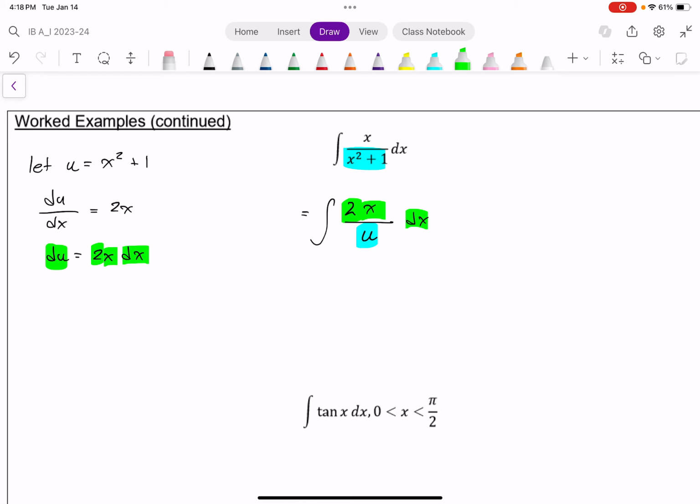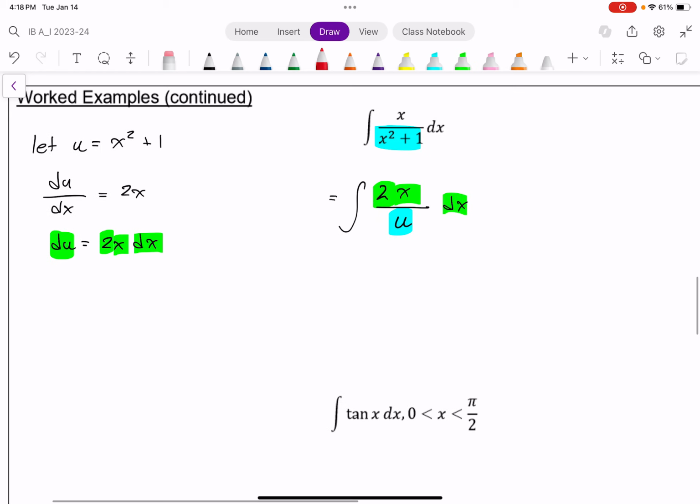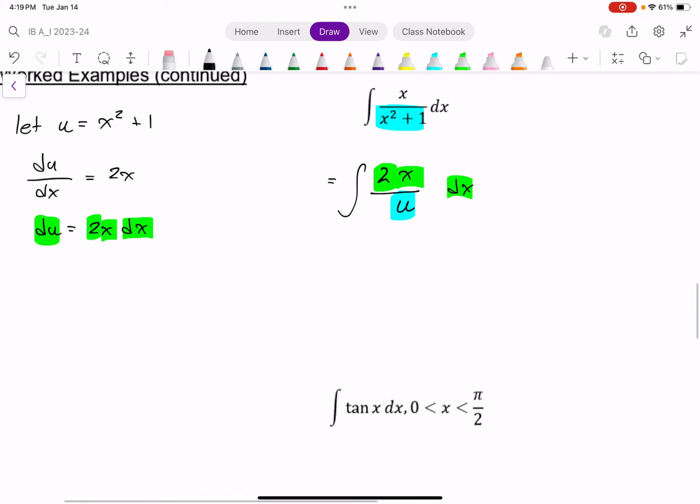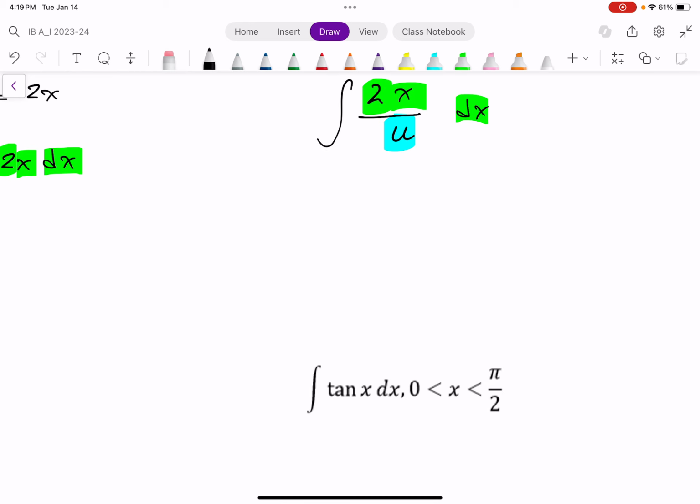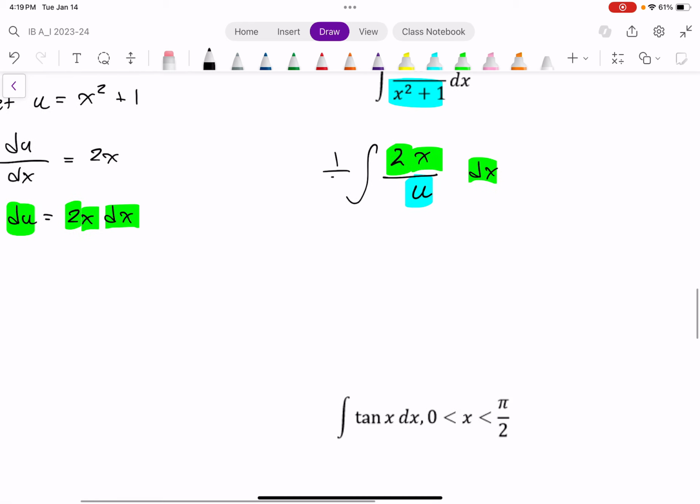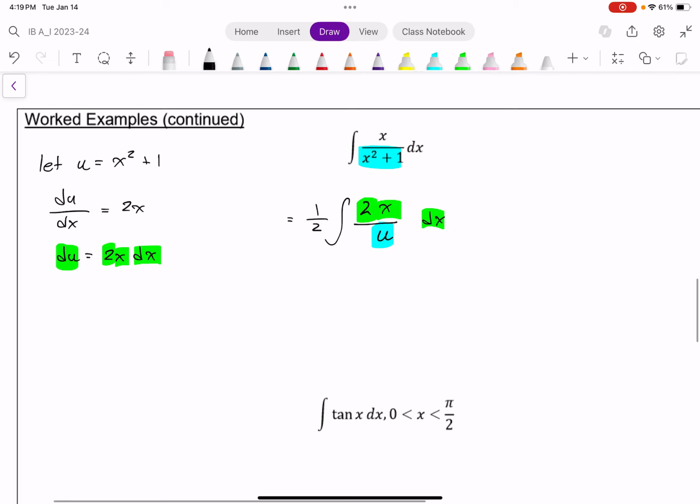Well, the idea is I can put a 2 there as long as I balance it out. So if I'm just going to put a numerator of 2 there, I need to put a denominator of 2 here to make it cancel out. Or what we usually do is just multiply this by a half, or put that 1/2 outside the integral, right? It doesn't really matter. I can also put it out here. Lots of options, right? Maybe I'll stick with this.